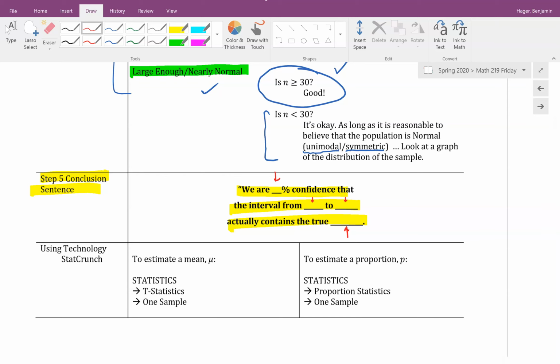When it comes time to do this on StatCrunch, I'll show you how, but basically they're telling us here that if we want to use StatCrunch to estimate the mean, we go to t-stats, a t-distribution, because again, it's likely that we do not know the population standard deviation. And when it comes time to do 8.3 and we talk about finding the population proportions on StatCrunch, you'll go to proportion statistics. I'll show you where to find those.